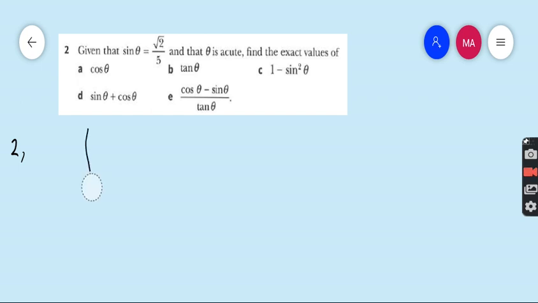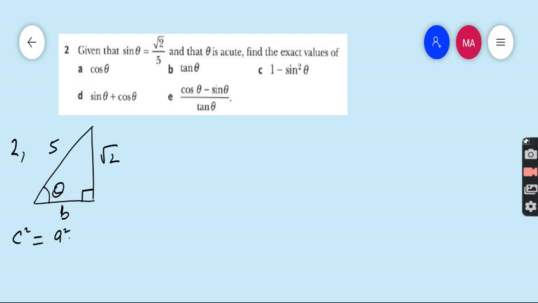First we have a right angle triangle. This is theta, and the opposite of theta is root 2, and the hypotenuse, which is opposite to the right angle, 5, is given. So for this side, you can assign the name B. First we have to find the value of B. How to find the value of B? Again we apply the Pythagoras theorem.